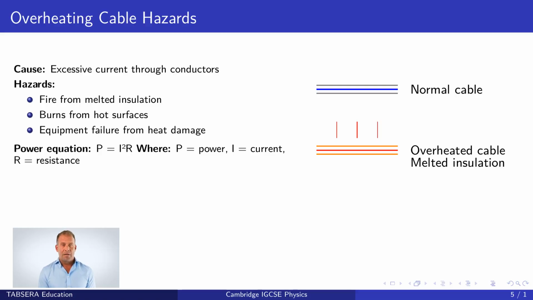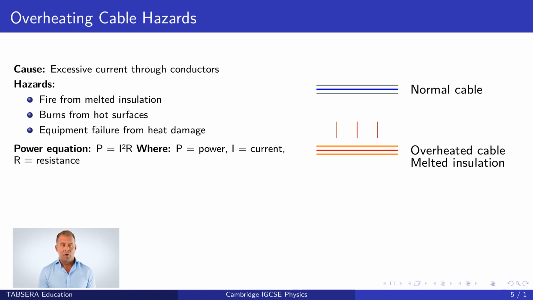Now we examine overheating cable hazards. This follows Cambridge IGCSE core requirements. The cause is excessive electric current flowing through conductors. When current is too high, cables heat up dangerously. The hazards include, first, fire from melted insulation. High temperatures melt plastic insulation, which can ignite.